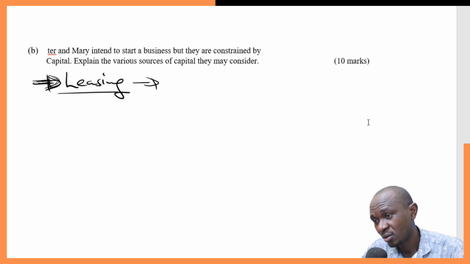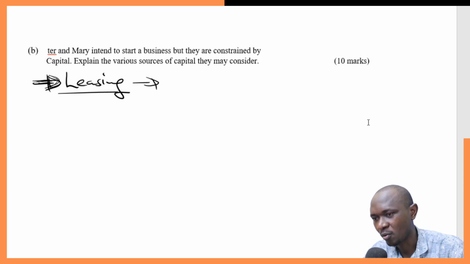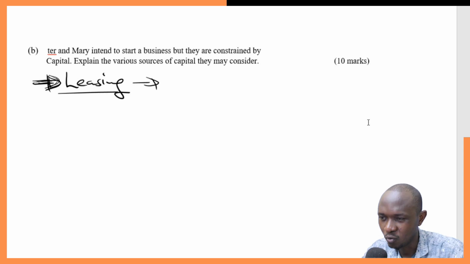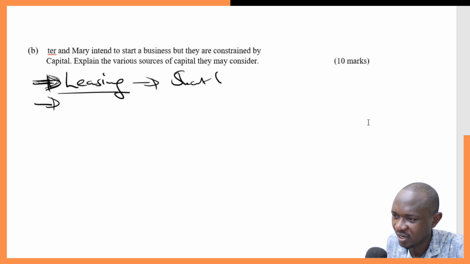So instead of having your own apartment or building or shop, you can just lease, and that will mean instead of spending like say 5 million to put up your own premise, you can end up paying say 30,000 per month or 90,000 per quarter, and you'll still have access to the same premises and do your business. So leasing, yes, it can be one of the sources they can go for. It's a short-term source of finance.